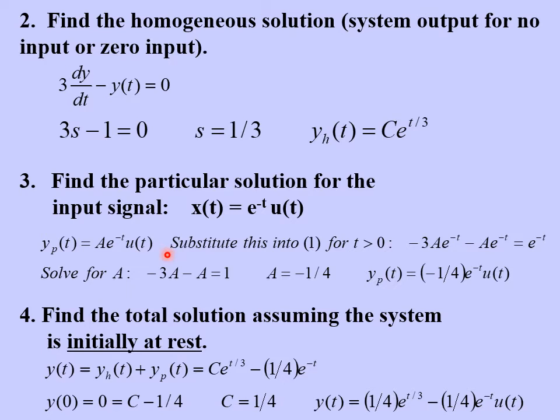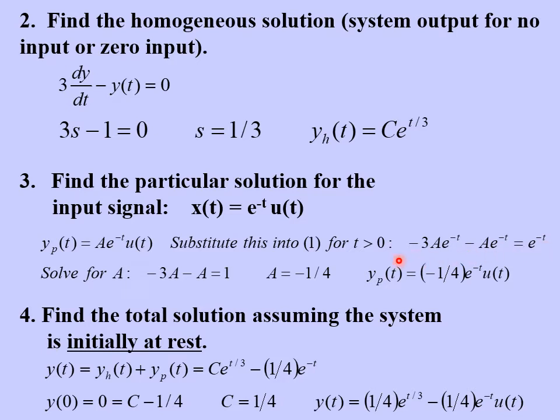So the next thing to do is to take this solution here for y, and substitute it back into the differential equation in step 1. So when you do that, you're going to get minus 3a e to the minus t minus a e to the minus t equals e to the minus t.